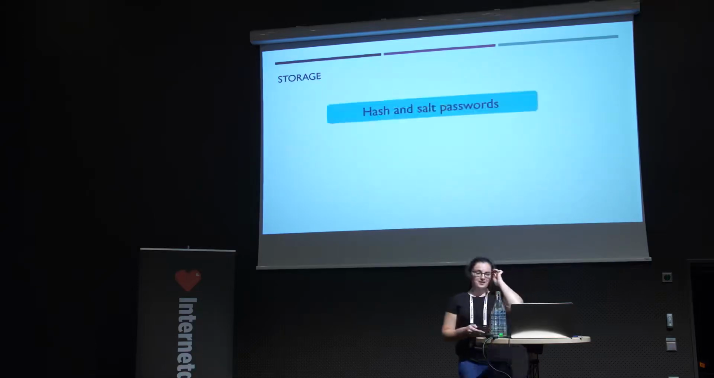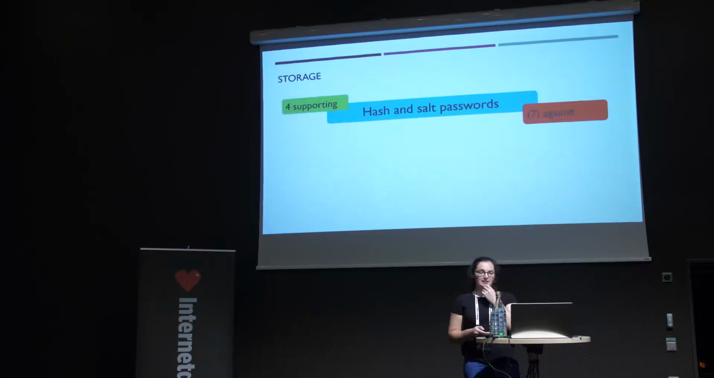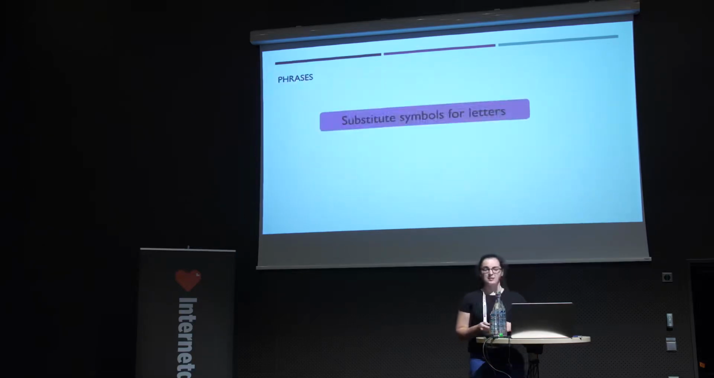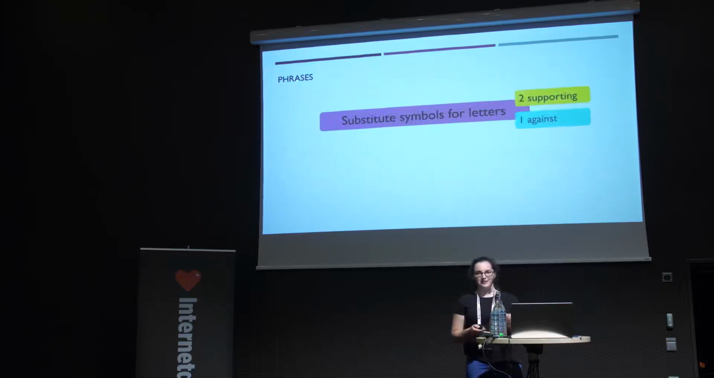Password storage: hash and salt passwords, 4 were in support of this, and 7 were against, or at least 7 said encrypt passwords. So they contradict each other. Phrases: substitute symbols for letters. So, instead of an A, put an at. Two were in favor of this and 1 was against.